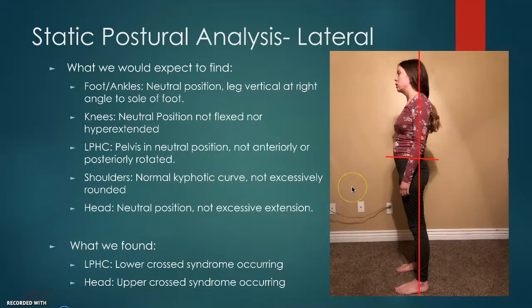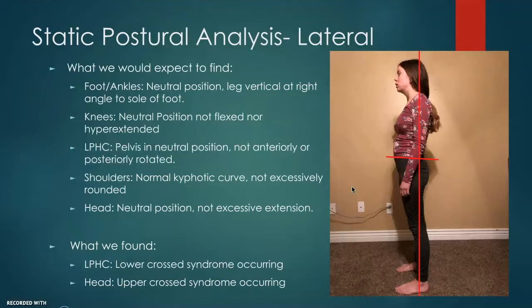Now with lower cross syndrome, the muscles that we would expect to be overactive would include the gastroc soleus, hip flexor complex, adductors, latissimus dorsi, erector spinae. The underactive muscles would be the anterior and posterior tib, glute max, glute med, transverse abdominis, and internal obliques.